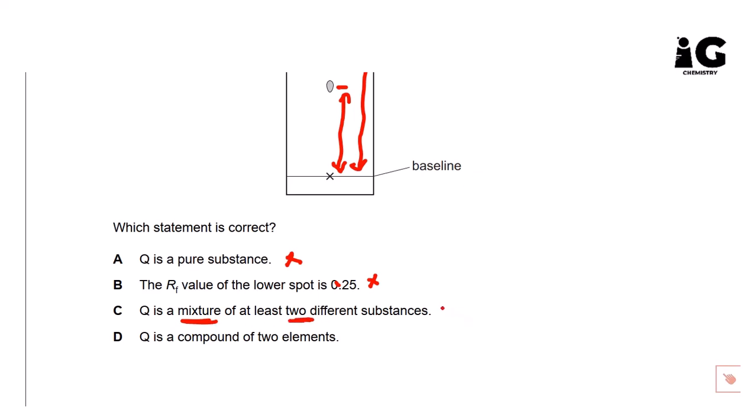Last one, Q is a compound of two elements. Actually, the word compound is completely wrong. Here in chromatography, guys, take care. Never forget we use chromatography to separate components of mixtures, not compounds. So the correct answer here is C.